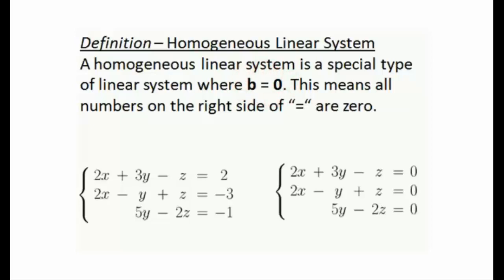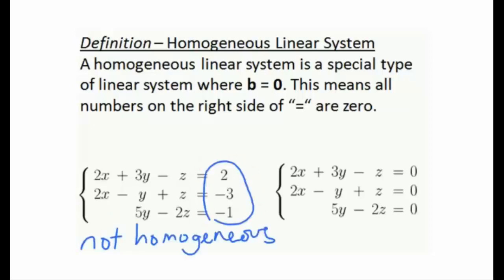And by b is equal to 0, I mean that all of the numbers on the right-hand side of the equal sign are 0. So what I have here at the bottom of the slide is two different linear systems. One is non-homogeneous and one is homogeneous. If you want to determine whether or not it's homogeneous, you just look at the values on the right-hand side of the equal sign. This first system is not homogeneous because not all of these numbers are equal to 0. But the second one over here is homogeneous because all of the values on the right-hand side of the equal sign are 0.